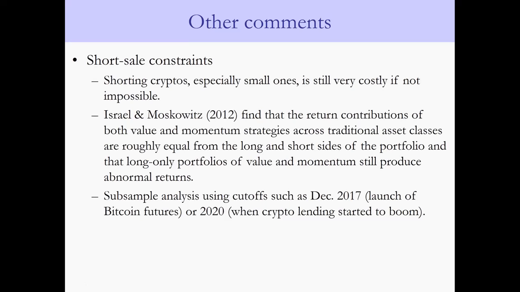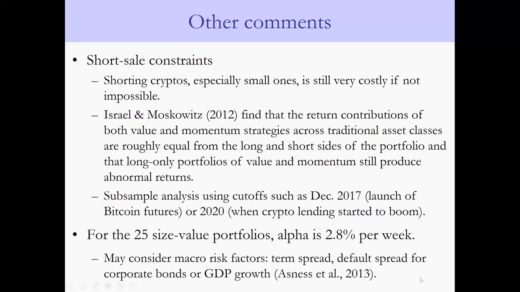And maybe another thing to do is to look at subsamples, the period after December 2017 when the Bitcoin futures were launched, after which shorting cryptos will be much easier. And also maybe looking at post 2020, I know it's a very short sample, but after 2020, crypto lending became much easier to do. And I wonder whether including some standard macro risk factors like term spread, default spread, or GDP growth could reduce the average alpha for the full sample.